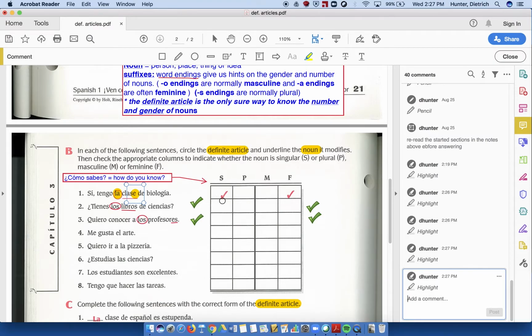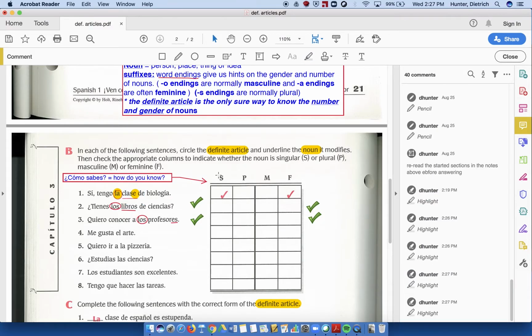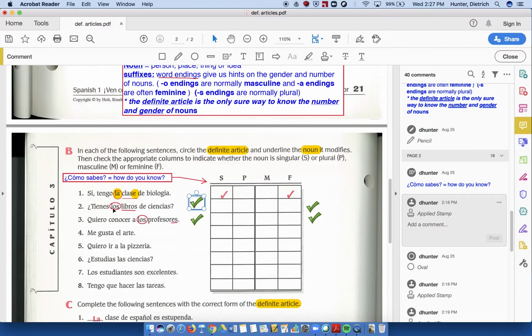So we can check here, singular and feminine. The next example, it says, ¿Tienes los libros de ciencias? We can see here that los and libros are the definite article noun pair we want to refer to.